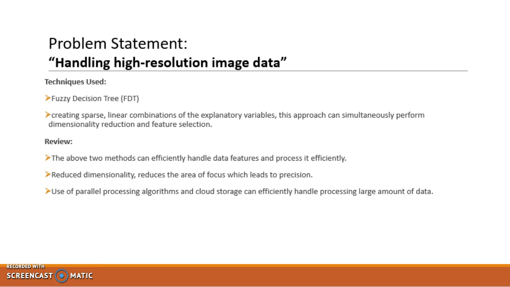The size of the image and the number of pixels data to represent the patient potentially has huge information. Basic tree techniques are not efficient in solving this big data presented with precision. Hence, in this paper, fuzzy decision tree is used. In FDT technique, we create sparse, linear, and combination of explanatory variables. Using this technique, dimensionality is reduced and appropriate features inherent in the data are selected.